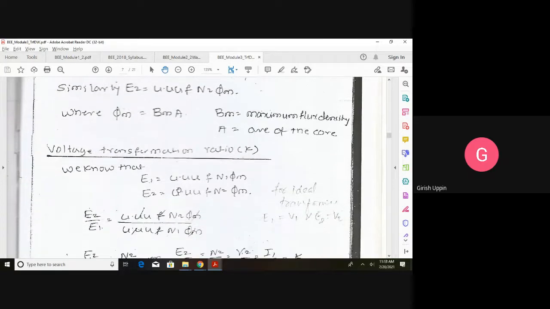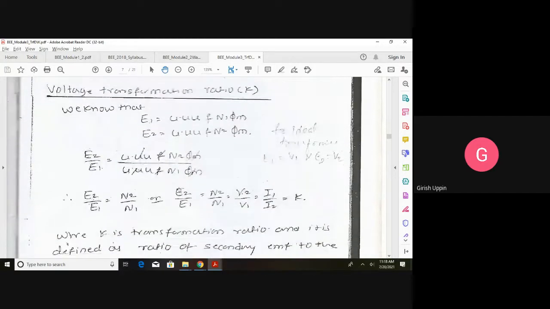Okay, next, voltage transformation ratio. What is the voltage transformation ratio? It is defined as the ratio of the secondary EMF to the primary EMF, that is E2 by E1, and it is represented as K. K is equal to E2 by E1. E2 is 4.44 f N2 phi m, E1 is 4.44 f N1 phi m. Everything gets cancelled except N2 and N1. Therefore, E2 by E1 is equal to N2 by N1.